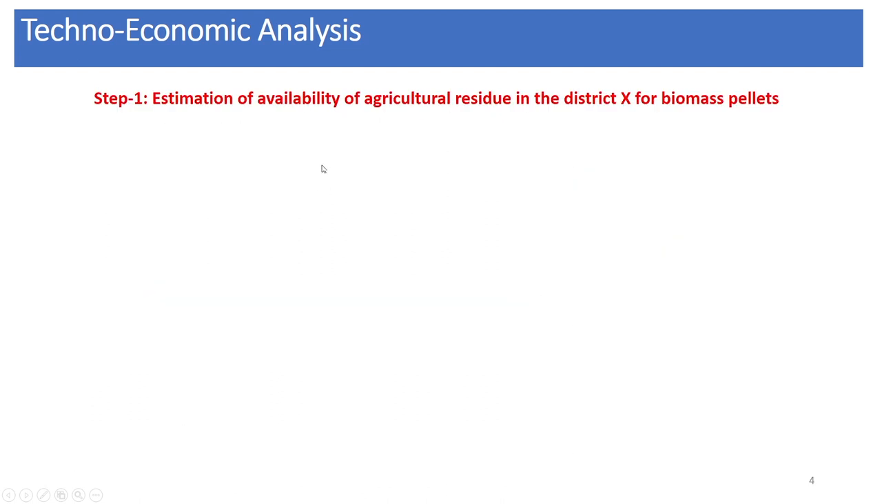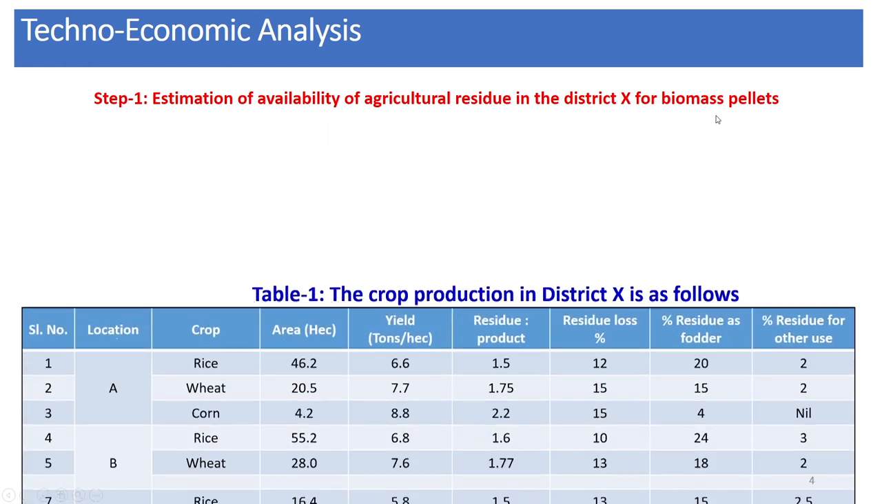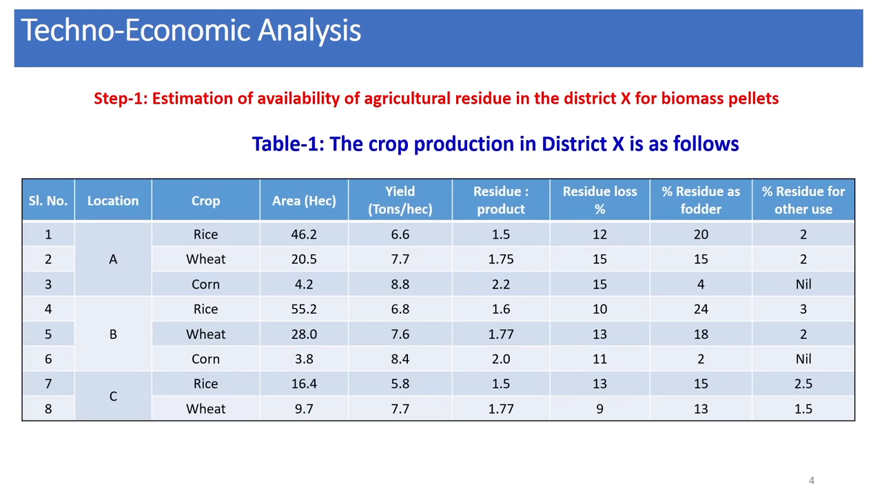The first step in this analysis covers the estimation of availability of agricultural residue in the district X for biomass pellets. We have done some survey, and it is found that if we consider a district with 3 locations, say for example A, B, C, we have a variety of crop production. For example, location A produces rice, wheat, corn. Location B produces rice, wheat, corn again. And location C produces rice and wheat.